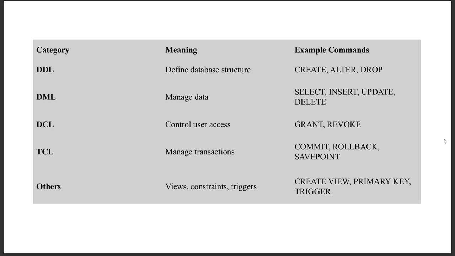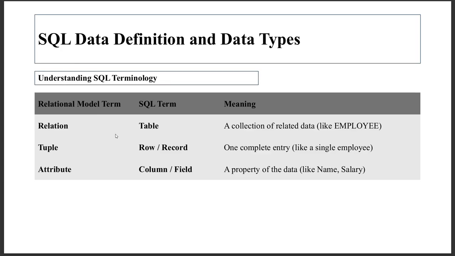So this was the brief explanation. Now coming to the slide which you are able to see, that is your DDL, DML, DCL, TCL and others. So what does it mean? DDL stands for defining the database structure, and also to create the database: create, alter, drop. Now DML is used for managing the data, that is select, insert, update and delete. And for DCL, we'll be using it to control user access, that is grant and revoke. TCL is for managing transactions.